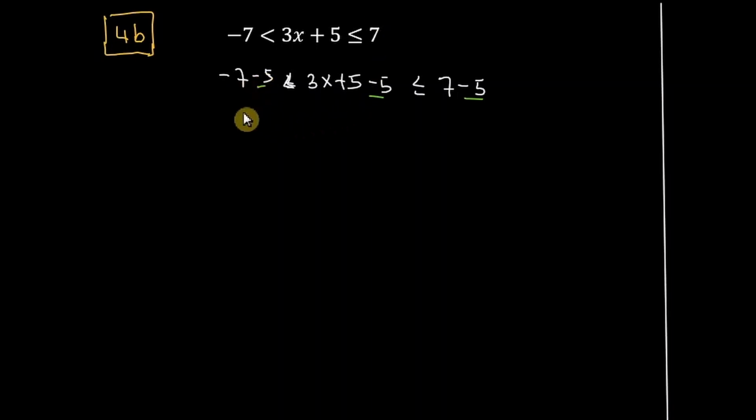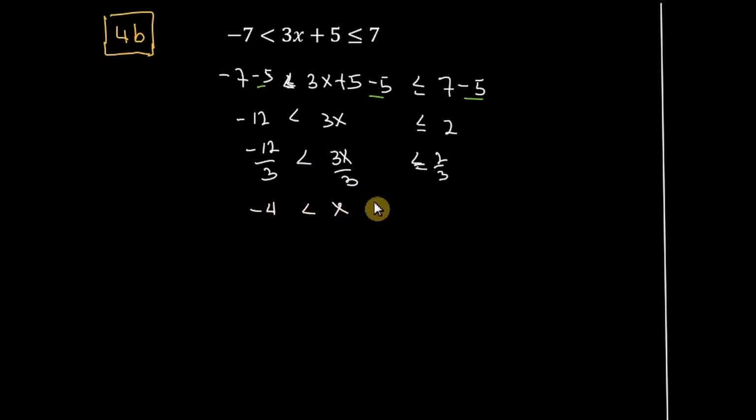So -7 minus 5 is equal to -12, which is less than 3x plus 5 minus 5, which is 3x, and that is less than or equal to 7 minus 5, which is 2. Now we need to divide all sections by 3, so we have -12 over 3 is less than 3x over 3, which is less than or equal to 2 over 3. So this becomes -4 is less than x, and that is less than or equal to 2 over 3.